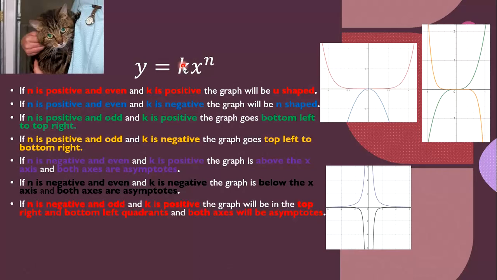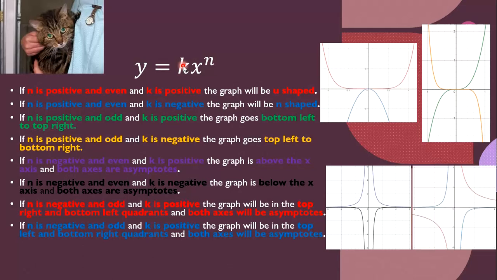If n is negative and odd, k is positive, the graph will be in the top right and bottom left quadrants, and both axes will be asymptotes. So if there's a negative odd power with a positive coefficient, that one is, and the other one is a negative odd power and a negative coefficient. So you get something like this.